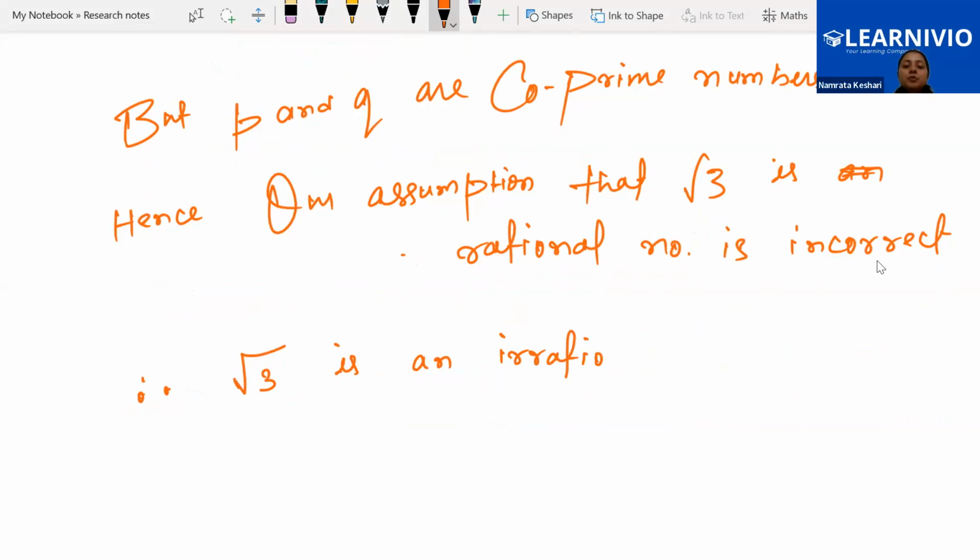This is how we will prove it. This is how we will prove for root 2, root 3, root 5, any irrational number. This is how we will be proving it. Okay. Hence, we have summarized what we did over here.